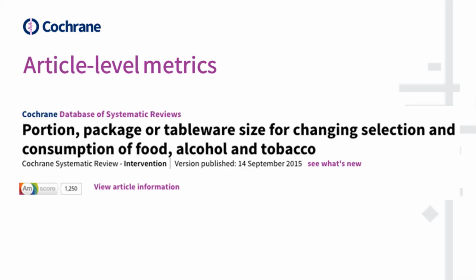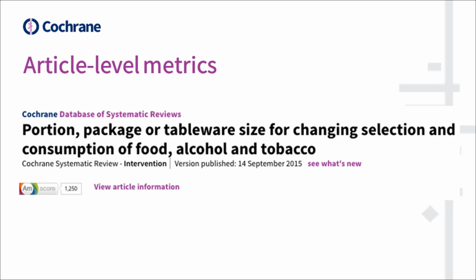Article level metrics can contribute to an understanding of how a particular version of a Cochrane review is used and shared. There are two main types of information: citations and attention. The Altmetric attention score measures the attention that a Cochrane review is receiving via social media, blogs, policy documents, Wikipedia, and other sources. You can see the Altmetric attention score at the top of every Cochrane review.